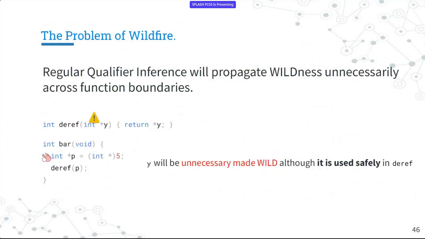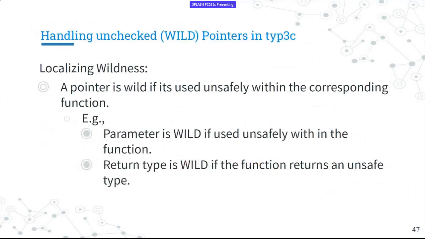But if you do the regular qualifier inference, wildness, or wild pointers, will unnecessarily pollute your constraint graph. For instance, here in this case, a regular flow-sensitive qualifier inference will make pointer y wild, or rather unchecked, although it is used correctly in the function deref. Okay? So ideally, what we want is to localize wildness.